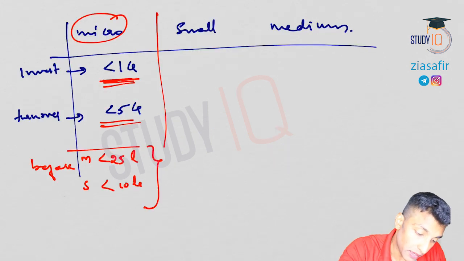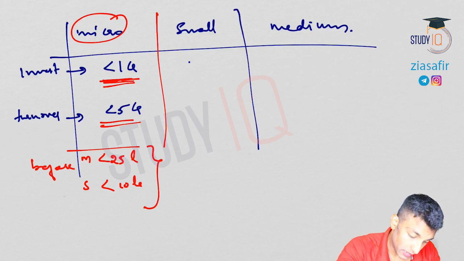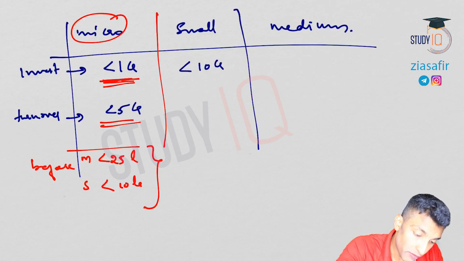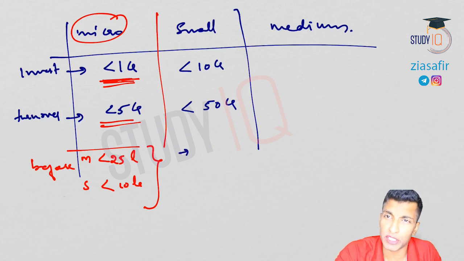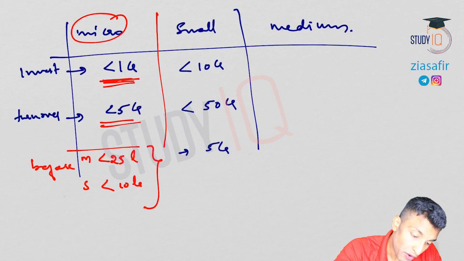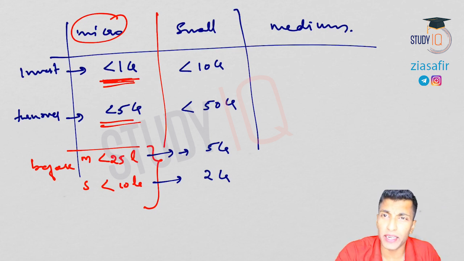Okay, then in case of small, investment should be less than 10 crore and turnover should be less than 50 crore. So before, what was the investment criteria? Only the investment criteria was there. What was the criteria? 5 crore when it comes to manufacturing, and when it comes to service, it was 2 crore. Okay, so I've already discussed that.